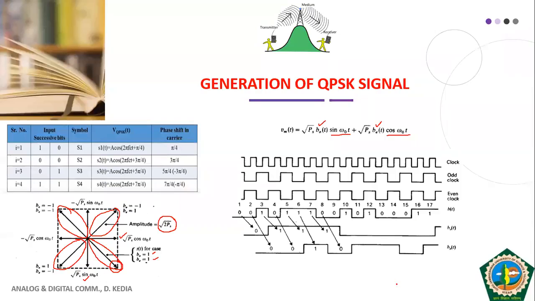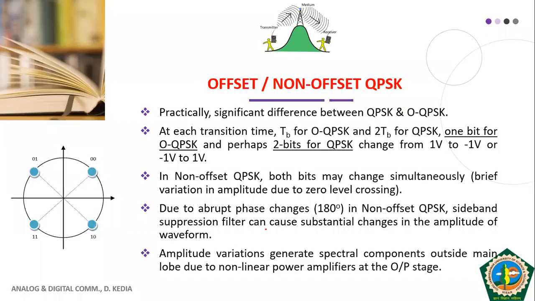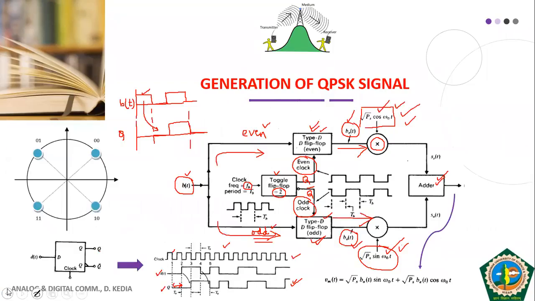So after looking into the generation of QPSK signal, let us now move forward. The next important concept related to QPSK is offset and non-offset QPSK. My dear students, the kind of QPSK generator I showed you in the previous slide was of the type offset QPSK. We call it OQPSK. And why do we call it OQPSK? Let me explain it again here.